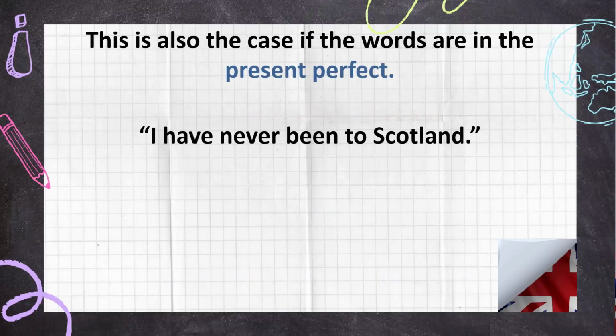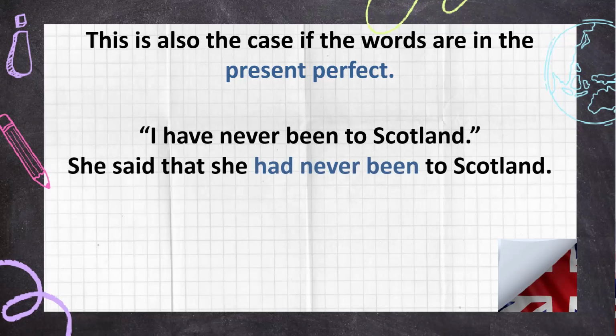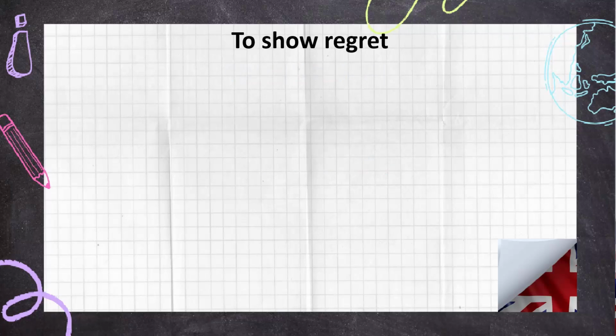This is also the case if the words are in the present perfect. For example, I have never been to Scotland. She said that she had never been to Scotland. So we went one tense back to report the speech.